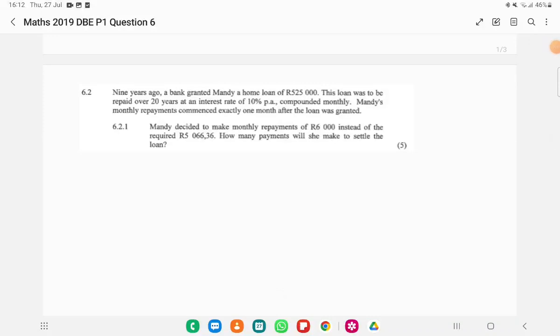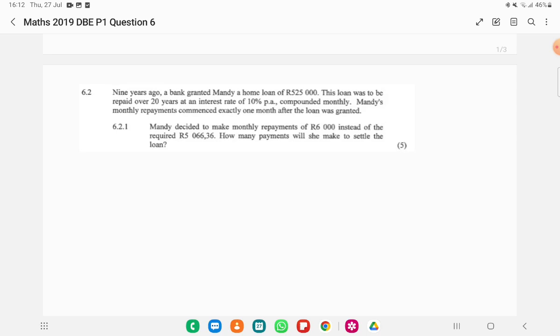6.2. So 9 years ago, a bank granted Mandy a home loan of 525,000 rand. This loan was to be repaid over 20 years at an interest rate of 10% per annum, compounded monthly. Mandy's monthly repayments commenced exactly 1 month after the loan was granted. So immediately when we see a home loan and it's consistent payments to repay back the loan, that automatically tells you that this is referring to a present value annuity.